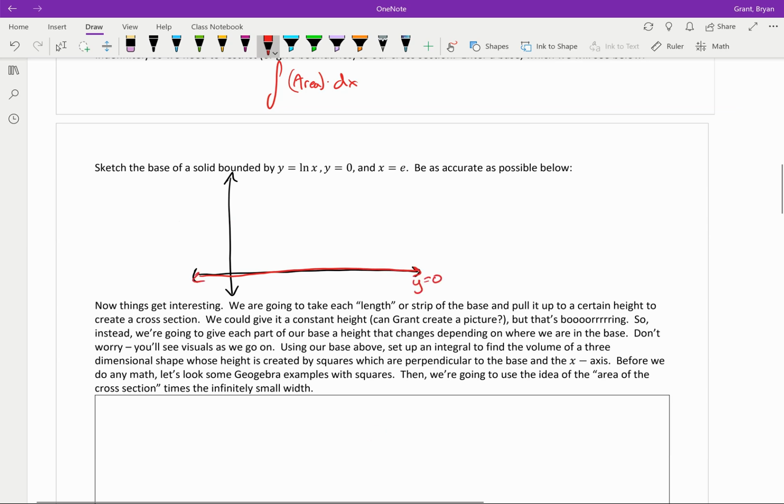That's y equals 0. X equals e. Well, where is e? E is 2.71828, all that fun stuff. So here's 1, 2, 3. So let's say that e is right about here. And here is my second line. This is going to be the line x equals e.